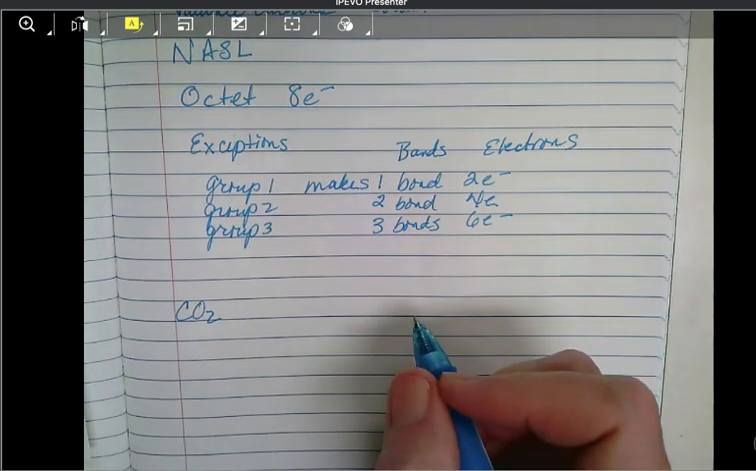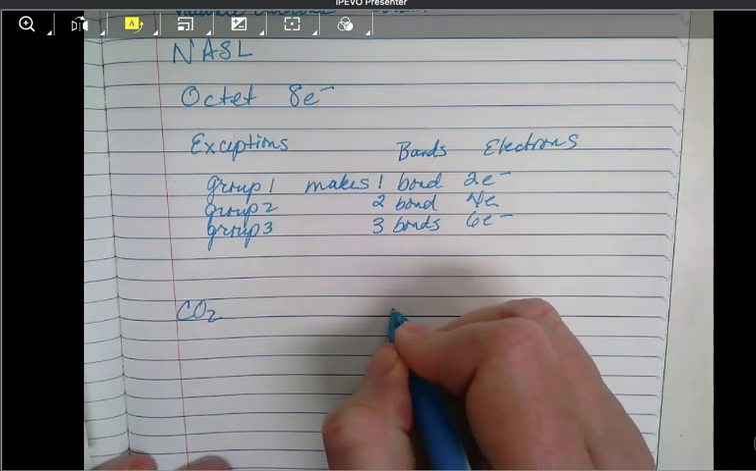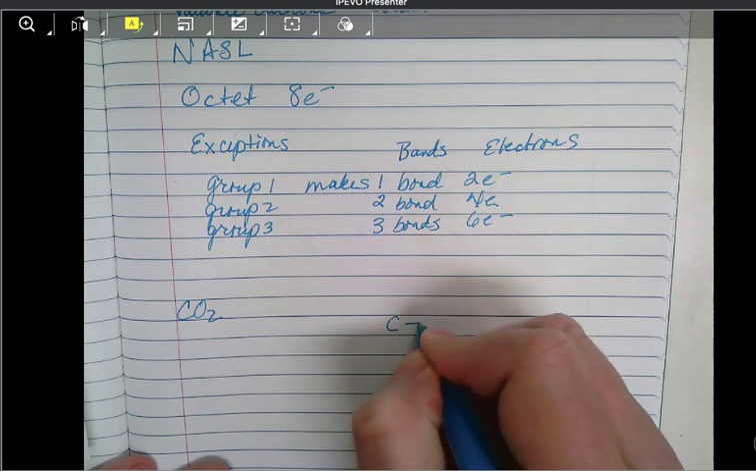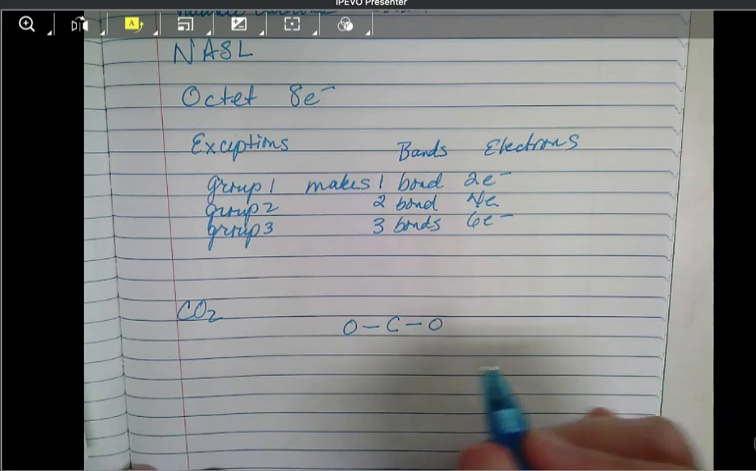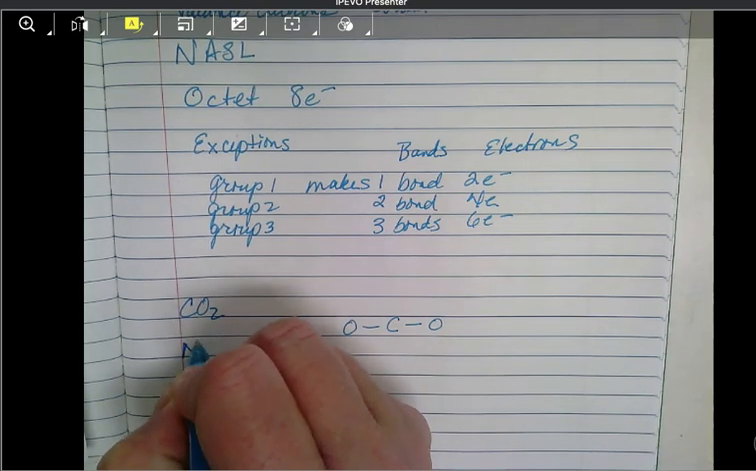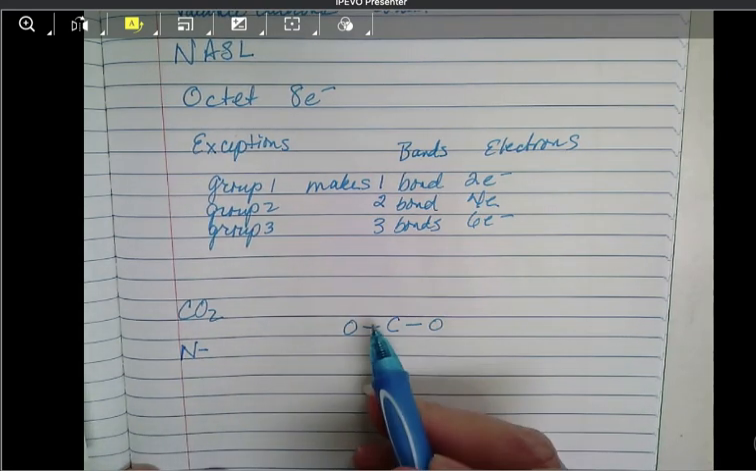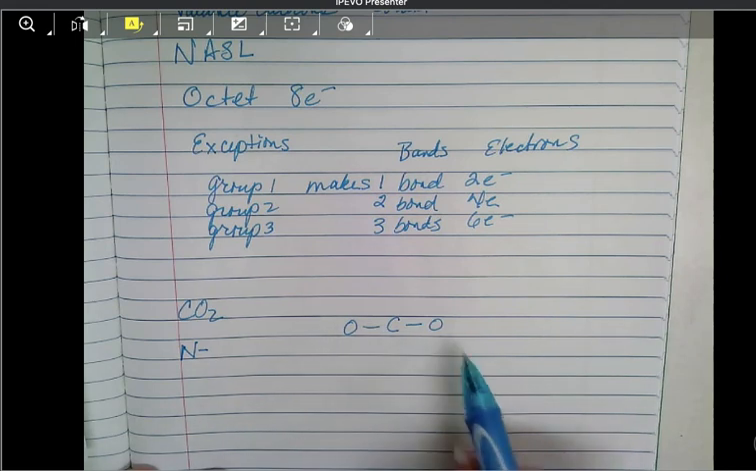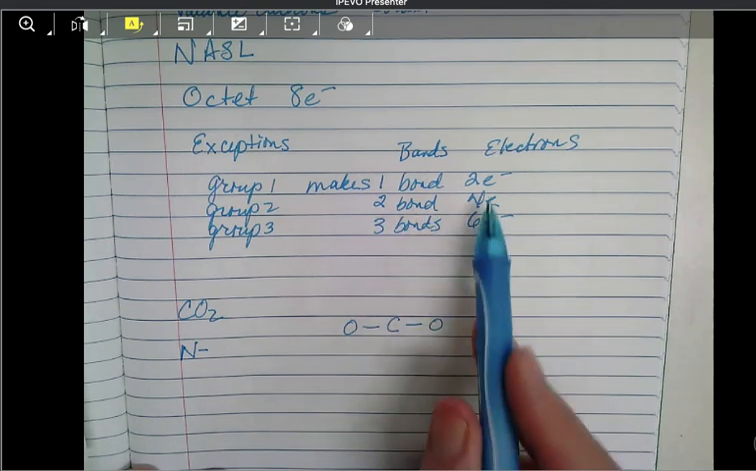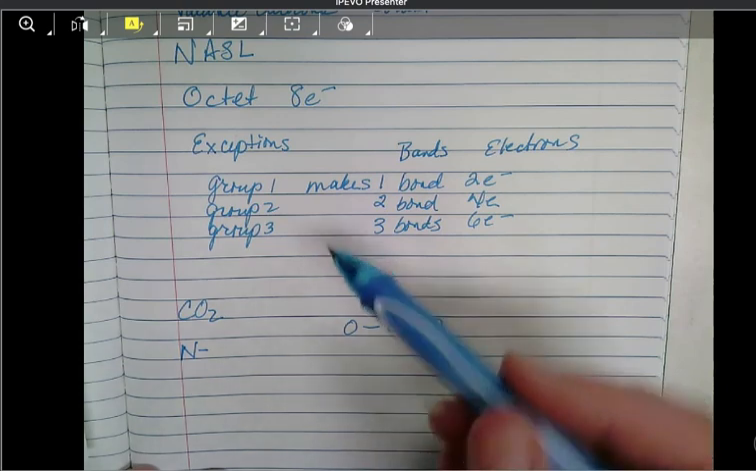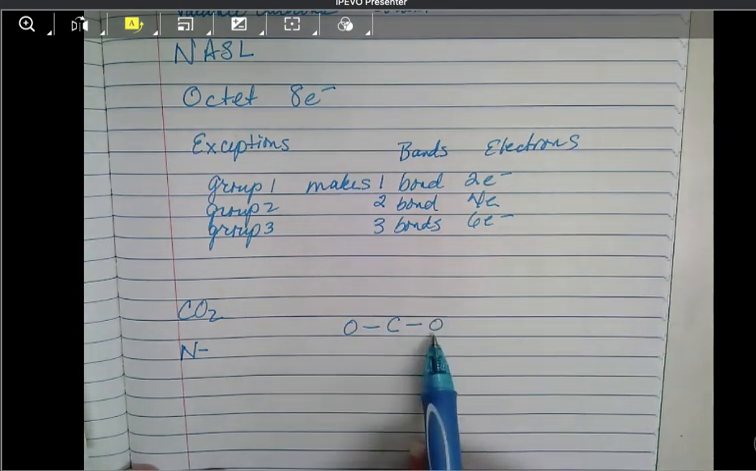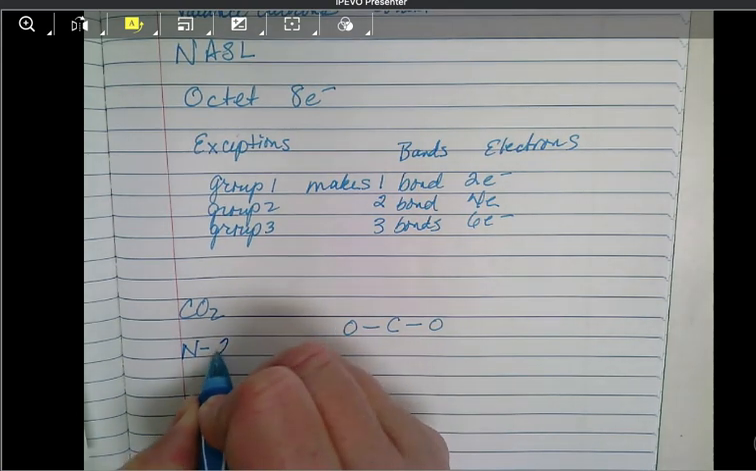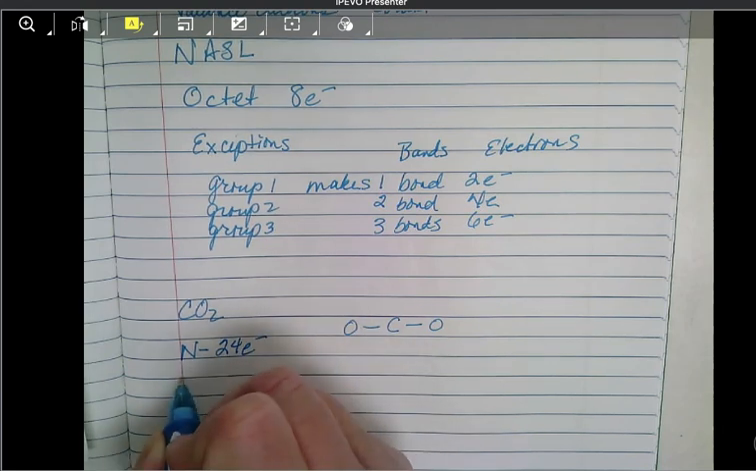And the first step is to make a structure. So carbon's unique, it's going to go in the center. I'm going to attach the 2 oxygens. Next, I need to figure out how many I need. So need is just how many atoms need. Are there any exceptions? Nope. We're not in groups 1, 2, or 3. So each one of these needs 8. There's 3 of them, so 3 times 8 is 24. That's how many I need.